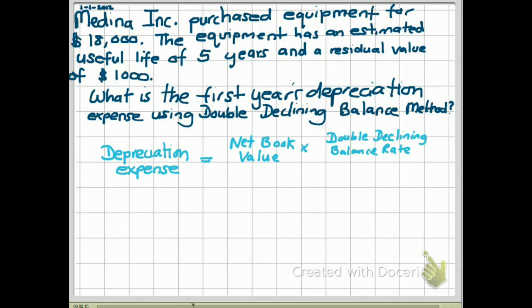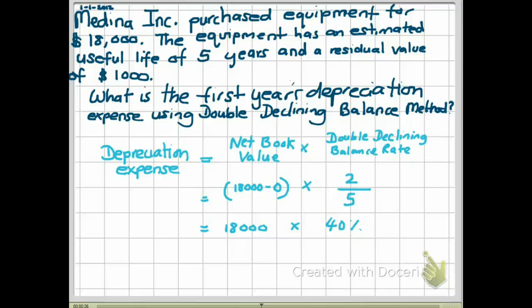You know that you calculate your depreciation expense by multiplying your net book value by the double declining balance rate. First, let's look at the net book value. What is your net book value? Your net book value is cost, which is $18,000, minus accumulated depreciation, which is 0 because this is the very first year. Your double declining balance rate is calculated by 2 divided by estimated years of useful life, which is 5. In other words, your depreciation expense is $18,000 times 40%. 40% is your double declining balance rate.